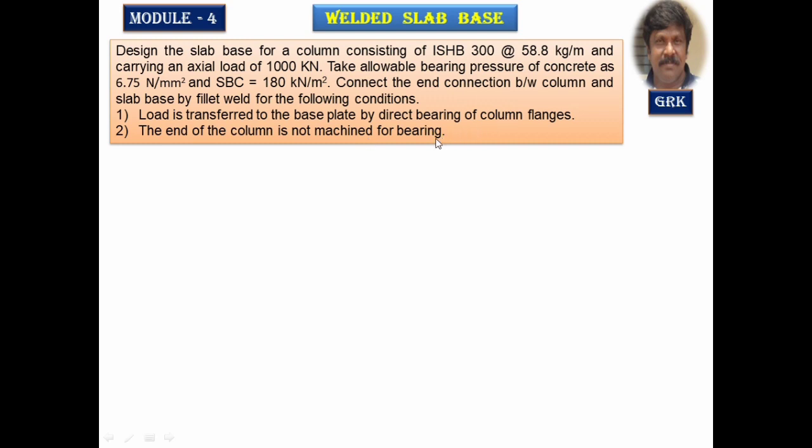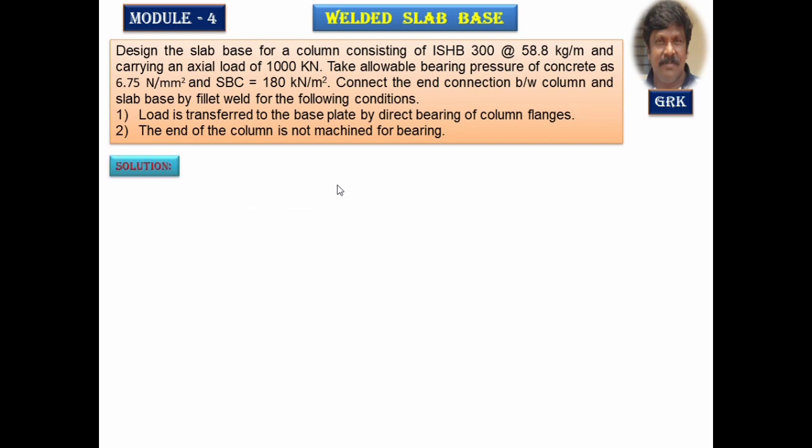Let us try to understand how to take the load into consideration for designing the welding. The first one is direct bearing. The second one is where the ends of the columns are not machined. When that is the case, what load is to be considered, how to go about the design, and what type of connection is to be made at the bottom. As you observed in the 3D model, let us think about what type of connection to give and provide it over here.